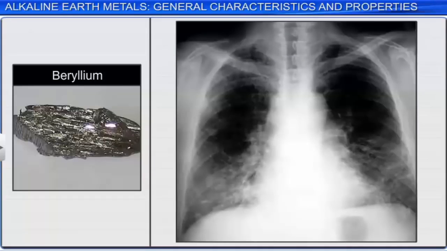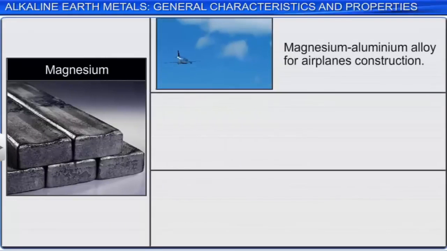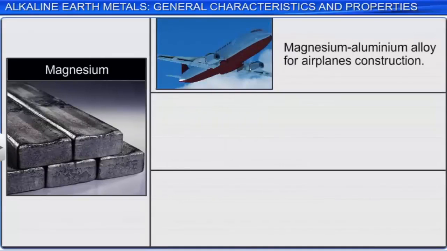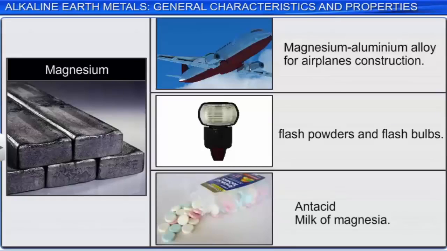The inhalation of beryllium dust, vapor, or its compounds can cause berylliosis, a serious form of metal poisoning. Magnesium is also used to prepare alloys. A magnesium-aluminium alloy is used in the construction of airplanes. Magnesium metal is used in flash powders and flash bulbs for cameras. Milk of magnesia, a suspension of magnesium hydroxide, is used as an antacid.